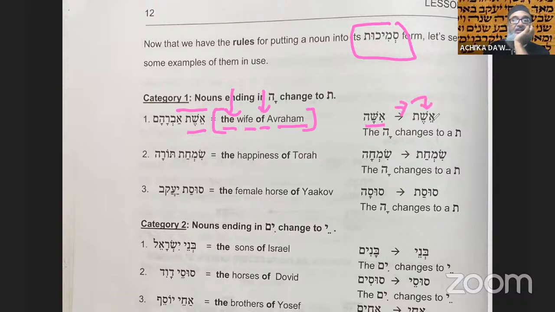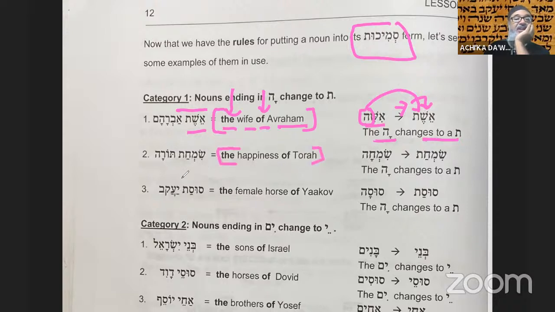So the name of the game is if you're changing a feminine noun by putting her into the semi-coup form, putting some ownership on her, you got to change this hey right here to a tav. That's it. That's all you got to remember. So the ah changes to a tav.